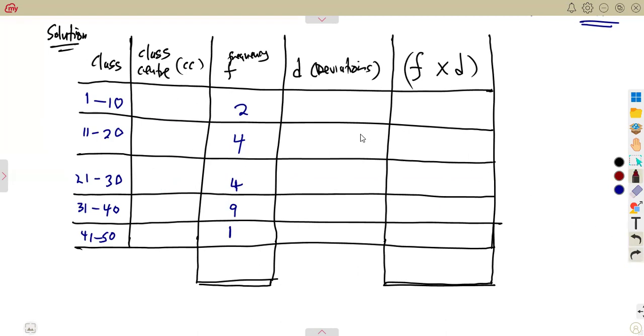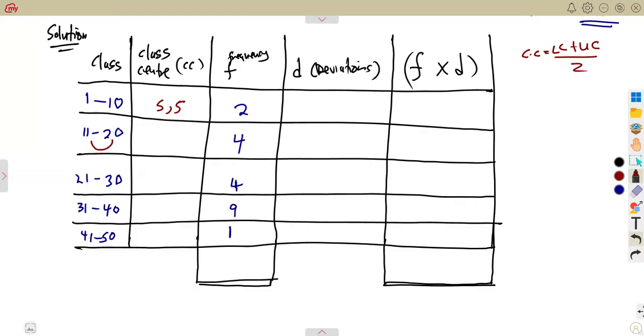So remember your class centers. How are you determining the class center? Lower class plus upper class divided by 2. This one is not going to change. 1 plus 10 divided by 2. That's 11 divided by 2, which is 5.5.